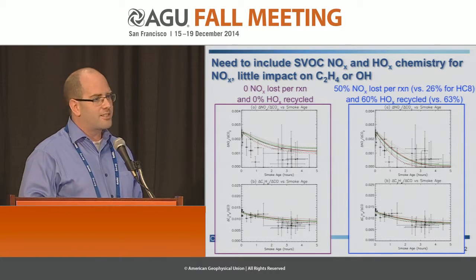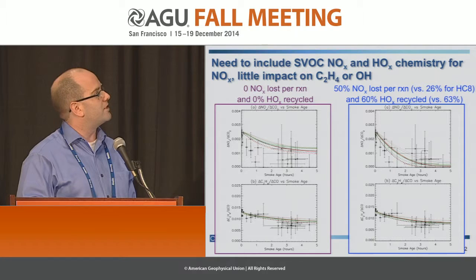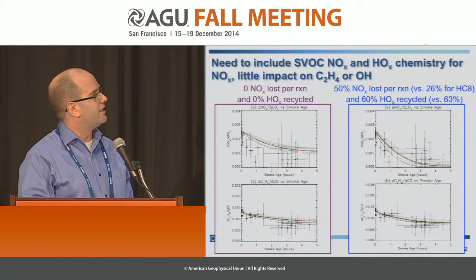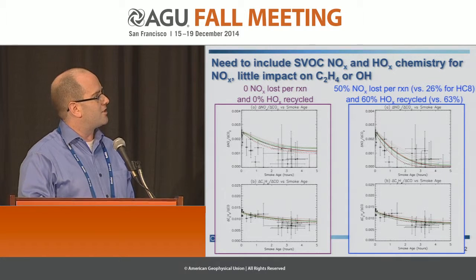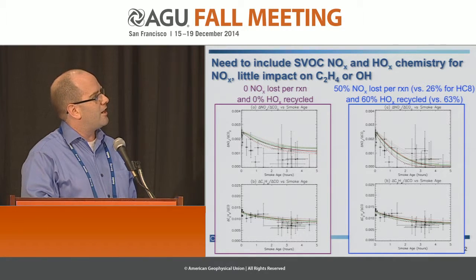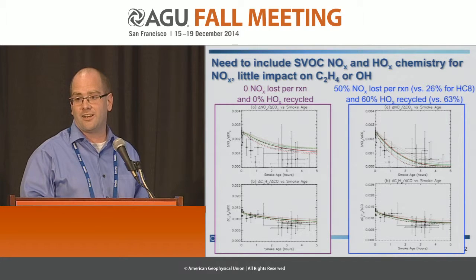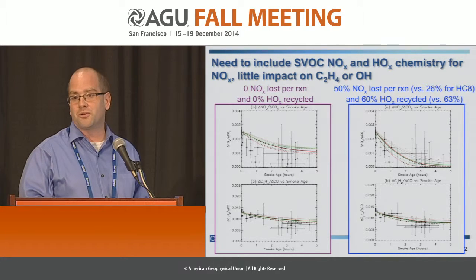Now, the next step was to think about the NOx and HOx chemistry of these SVOCs. Now, the purple case basically ignores that, and what you can see is that that leads to an overestimate of NOx downwind, although it's still within the upper end of the uncertainty range. We first tried simulating the SVOC chemistry, assuming it was just like a long chain alkane. This generally produced too much ozone and PAN.